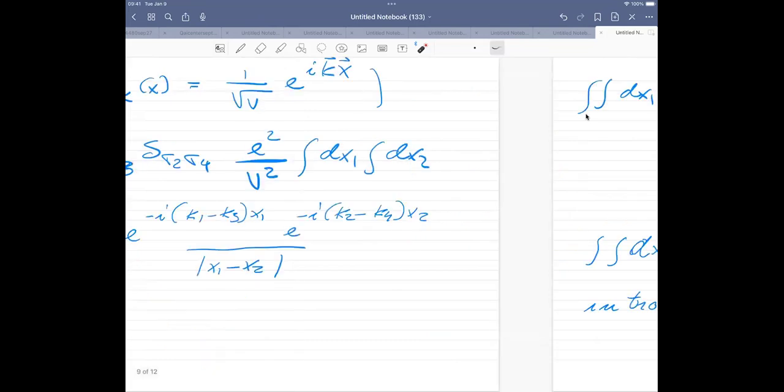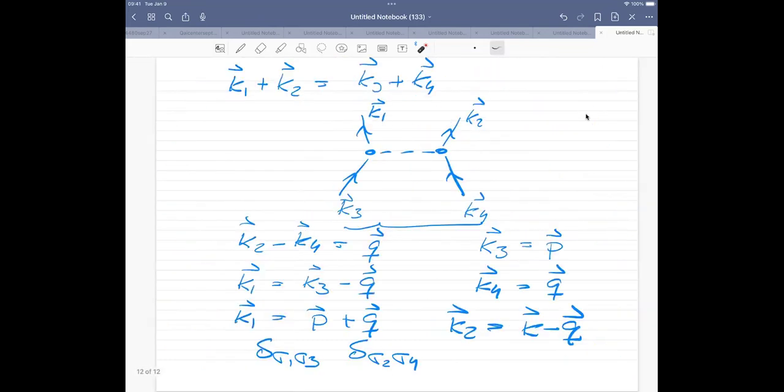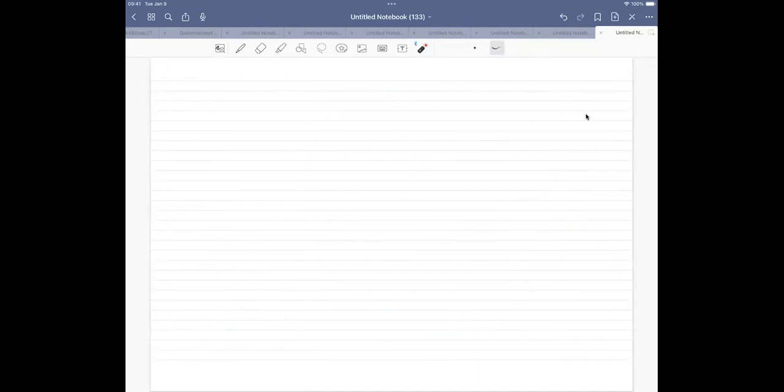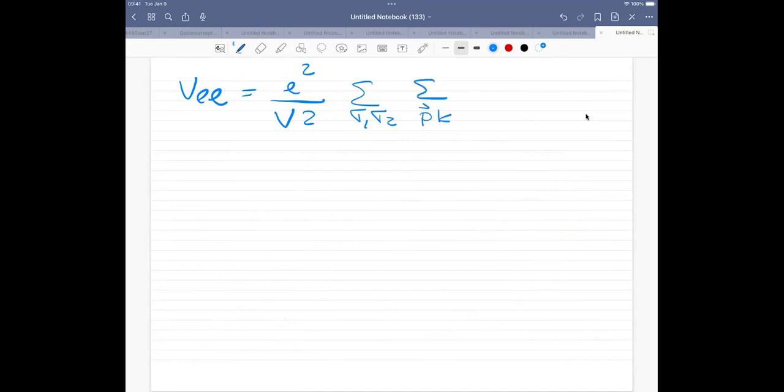So I can then rewrite that Hamiltonian, or that interacting piece, in the following way. I get a V electron, which is now going to be given by a factor e squared divided by volume. And then I have this factor of one half. I have a sum over the two spin states, sigma 1 and sigma 2, because I have a Kronecker delta on the spins. And then I'm going to have a sum over these variables, which I'm going to call P, K, and Q.